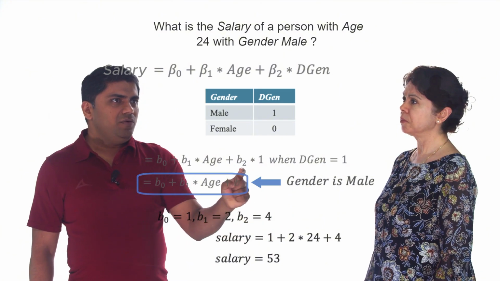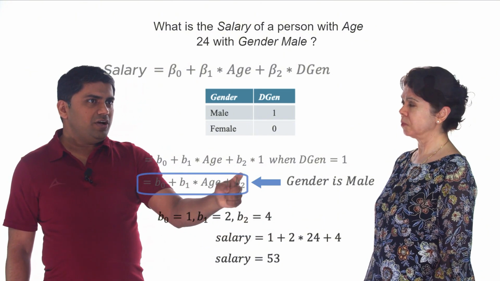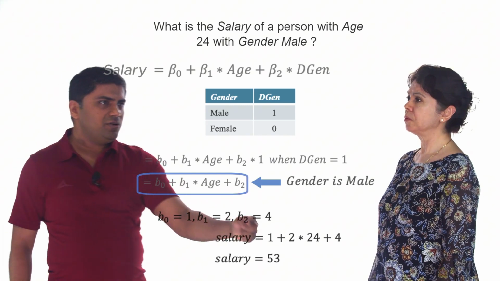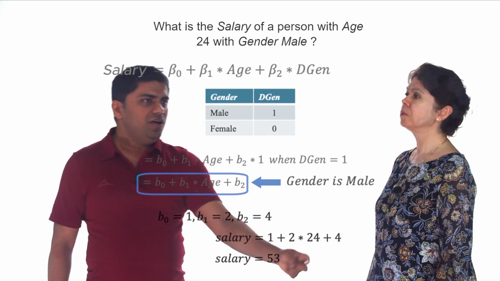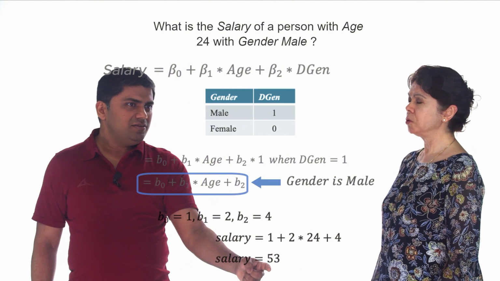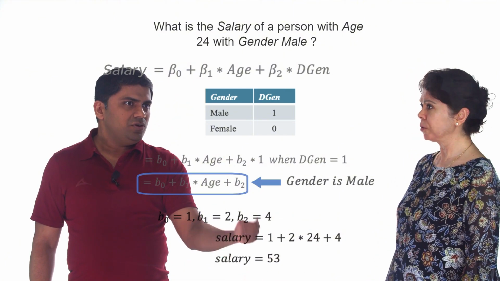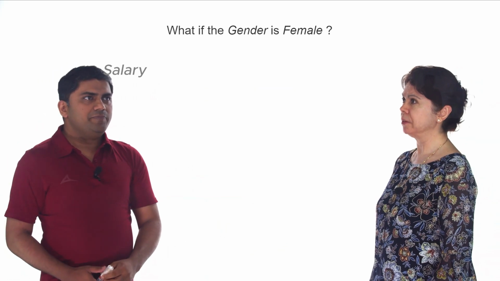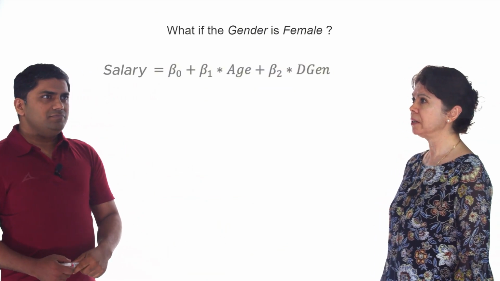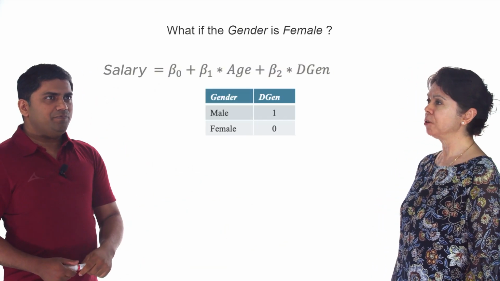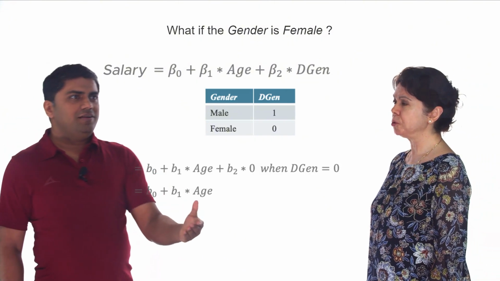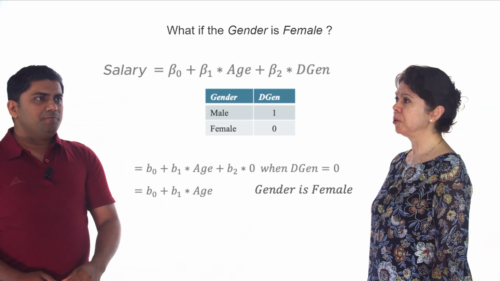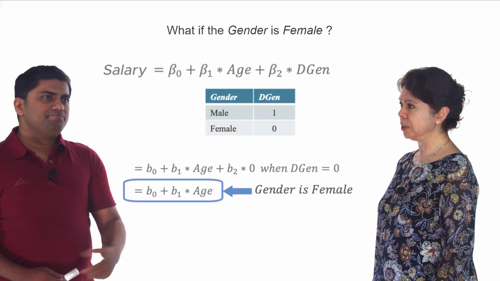So in short, beta 2 we have to multiply with 0. So here we multiply with 0, and what should be the value? Should be 53 minus 4, which is 49. So that would happen when the gender is female. Then according to the table, we say the D gen is 0. Great. So our model now is this one for female.